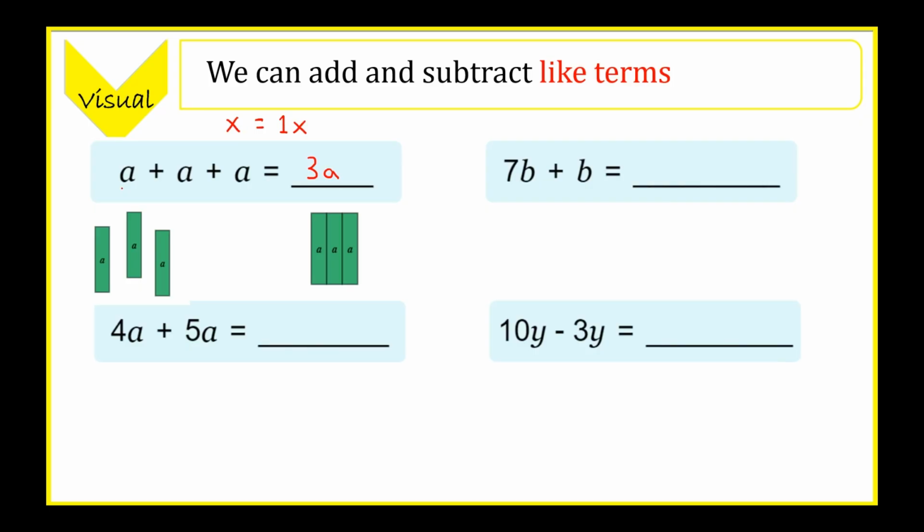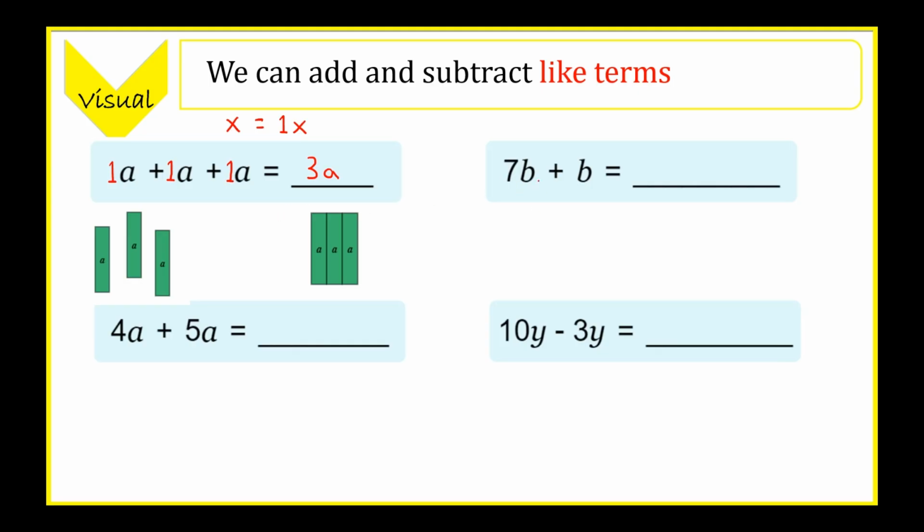The same thing can be said for a. A can be equal to 1a. So if I write a 1 in front of every one of my a's, you can also think about this question this way. What's 1 plus 1 plus 1? 3. So I'm just going to have 3a. And if that doesn't help you, you can look at it visually. If I add 3 of these a strips together, how many do I have? 3 of them. So I just write 3a to represent how many I have.